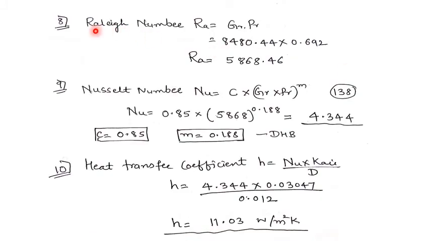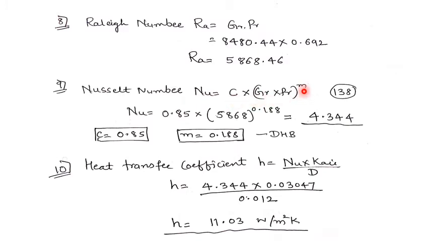Now we'll calculate the Rayleigh number. All these formulas are taken from the data handbook related to natural convection, where the Rayleigh number is given by Gr into Pr. Gr is 8480.44, and the Prandtl number, taken from the data handbook, is 0.692. So my Rayleigh number is 5868.46.